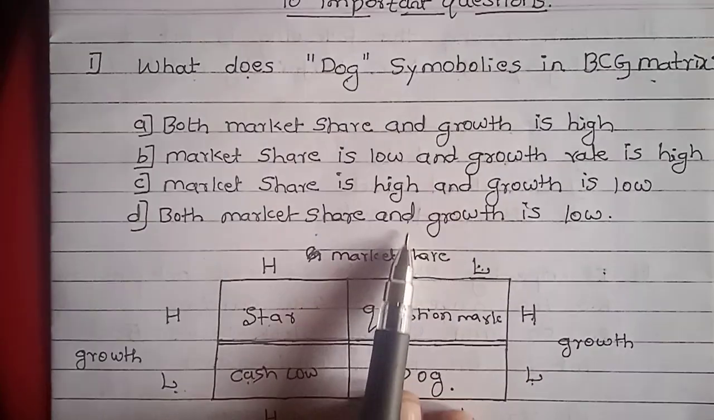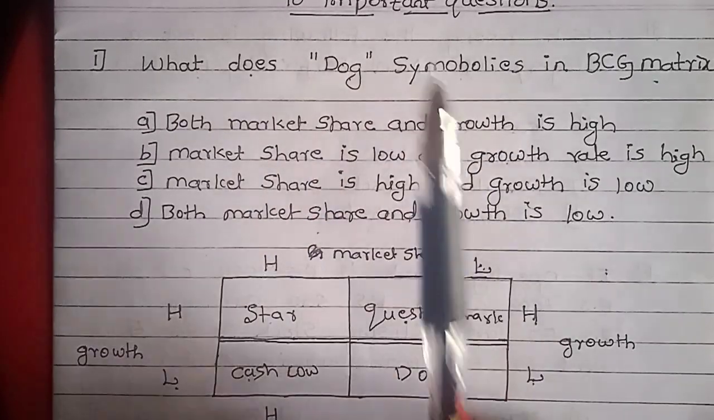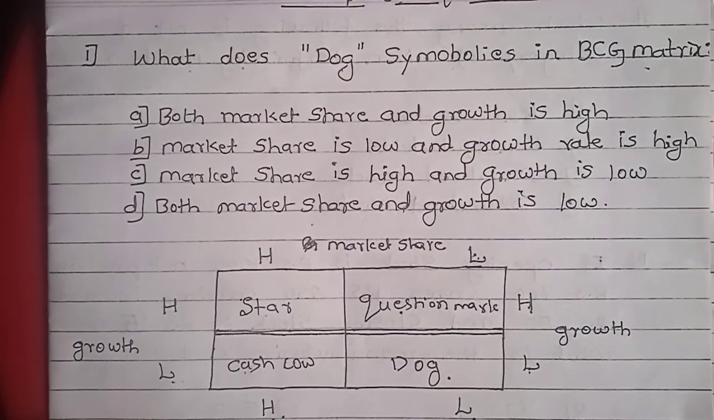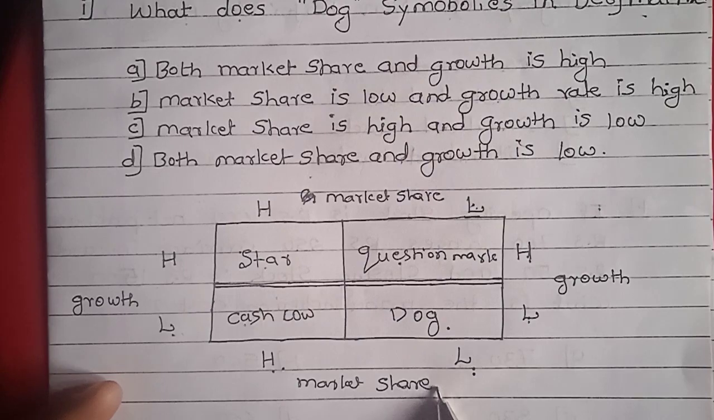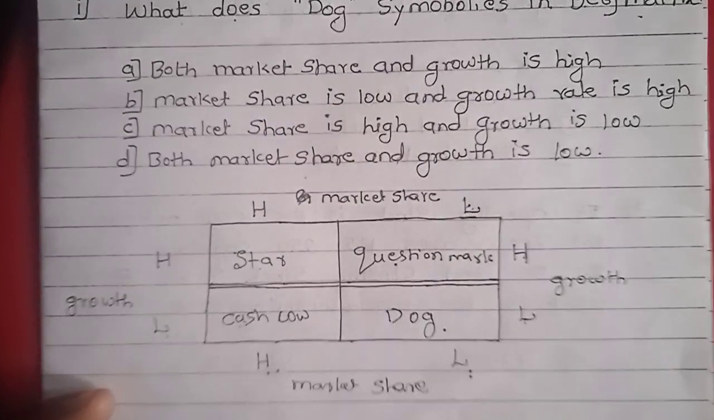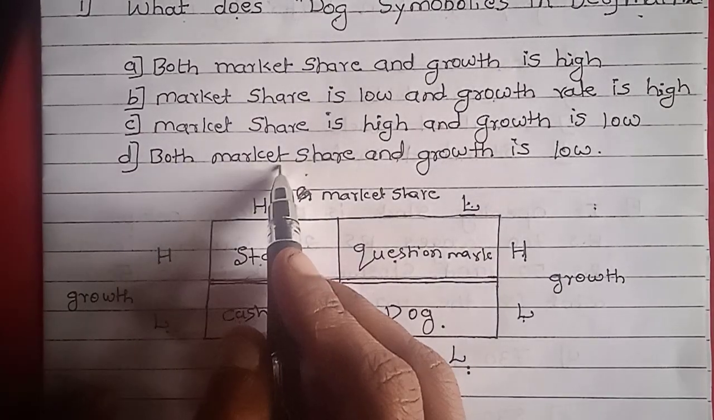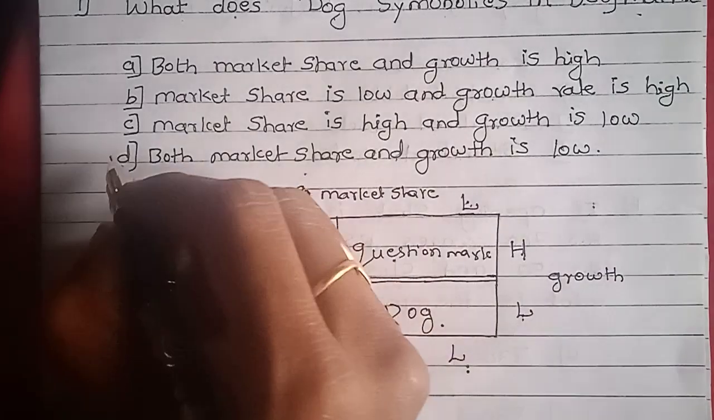The question they ask, what does dog symbolize? In the dog symbolizes both market share and growth rate is low. In the four options, D is the right answer. Option D, both market share and growth is low.